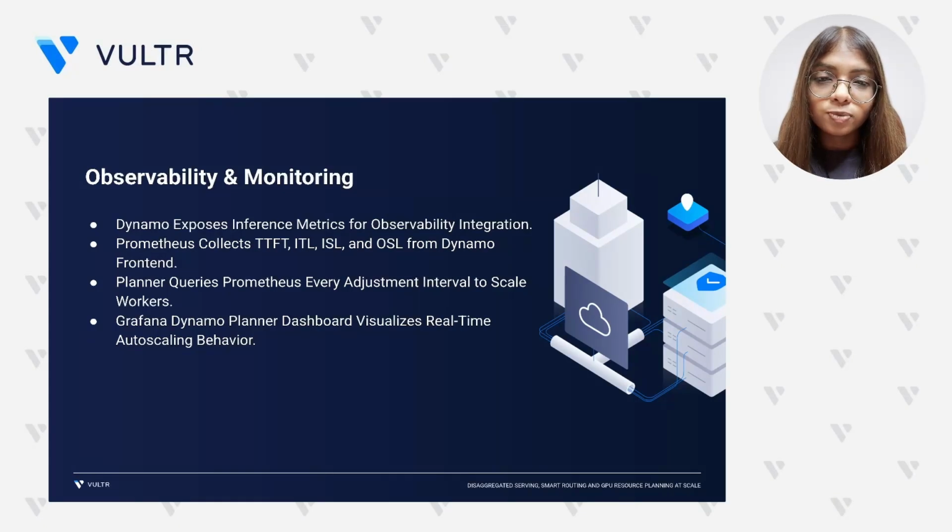The GPU Resource Planner then queries Prometheus at every adjustment interval, using the metrics collected to calculate predicted load and determine the optimal number of prefill and decode worker replicas needed to stay within your declared SLA targets. All of this is also visualized through the Grafana dashboard, giving operators full visibility into how the planner is behaving and whether the system is meeting its SLA targets at any given moment.